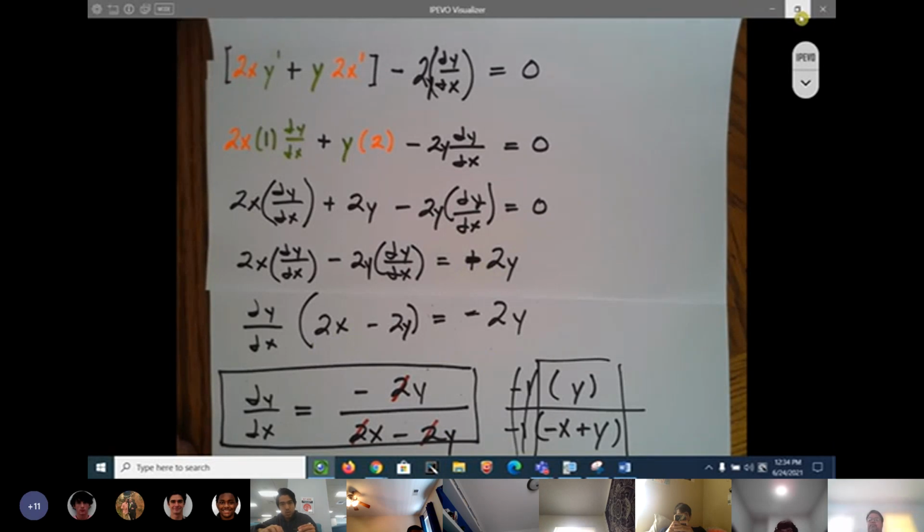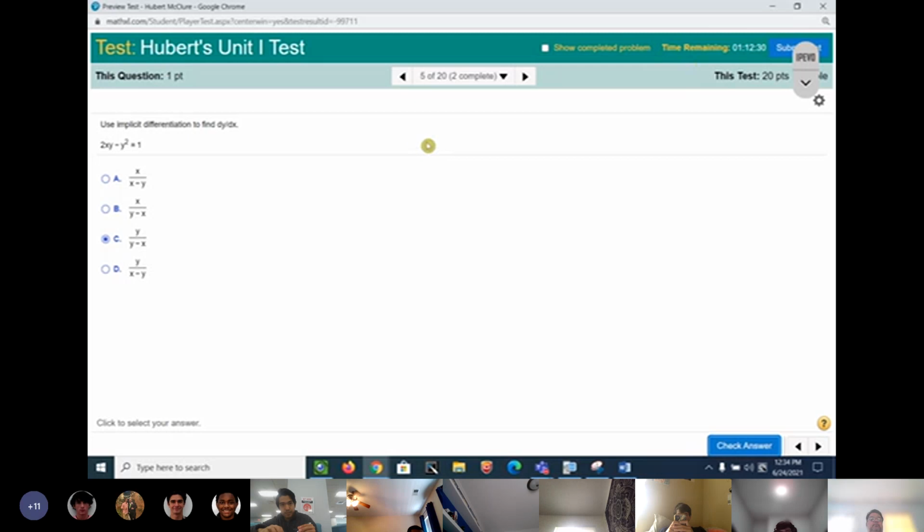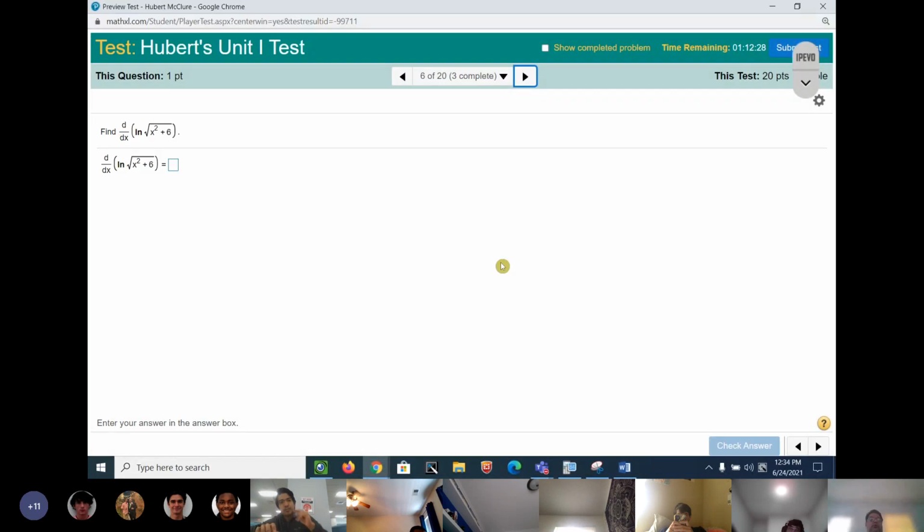All right. Next question. Natural log, that was pretty simple. 1 over x squared plus 6. And then what's the derivative of x squared plus 6? 2x. So it'd be 2x over x squared plus 6.